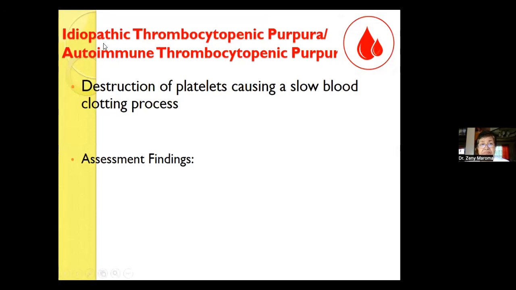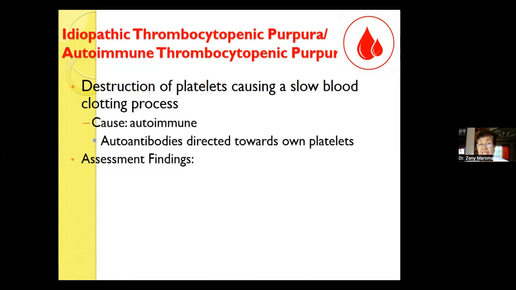Disorder 1. ITP. ITP stands for idiopathic thrombocytopenic purpura, or can be called autoimmune thrombocytopenic purpura. Idiopathic, unknown cause. Thrombocytopenia, mababa platelets. Mababa sa 150,000. Purpura, nagkaroon ng extravasation of blood into the tissues. So, the exact cause is unknown, pero probably it is autoimmune na may antibodies against own platelets na nasisira ang platelets. Ayun, there's destruction of platelets causing a slow blood clotting process. And the cause is autoimmune. Kaya sinabing autoimmune thrombocytopenic purpura.